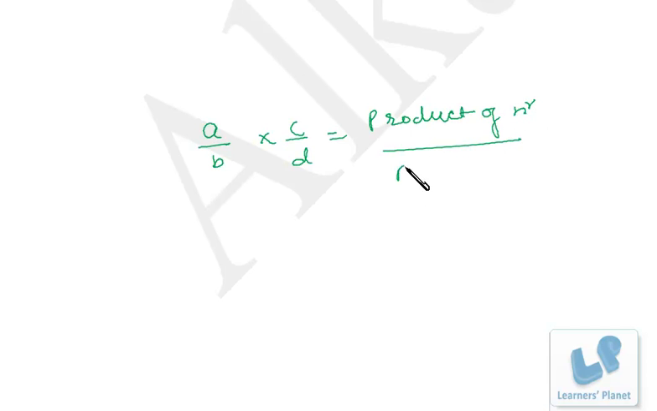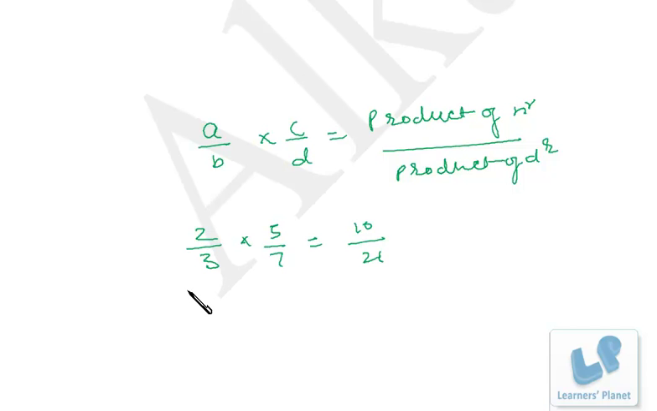Friends, multiplication of fractions is really very easy. Suppose you have two fractions a by b and c by d, right? So what's their multiplication? That is the product of numerators divided by the product of denominators. Suppose you have two fractions, 2 by 3 into 5 by 7. So simply it is 2 into 5, 10, by 3 into 7, 21. Right? So it's really very simple.